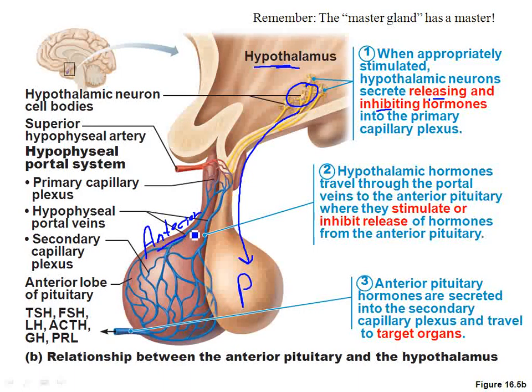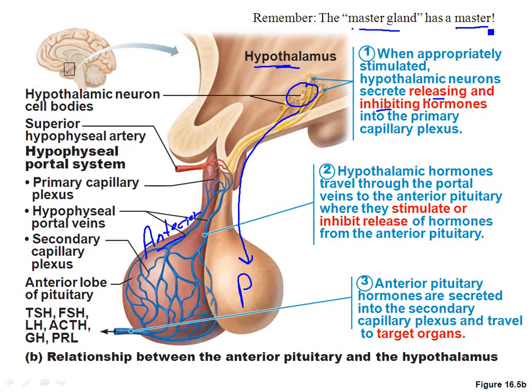If you look at an old textbook, you'll see the anterior pituitary is known as the master gland. That's because the anterior pituitary makes a lot of different endocrine hormones that go to a lot of different glands around the body and have a lot of different effects. So it's known as the master gland. But we have learned since that actually the hypothalamus is the master of this master gland.